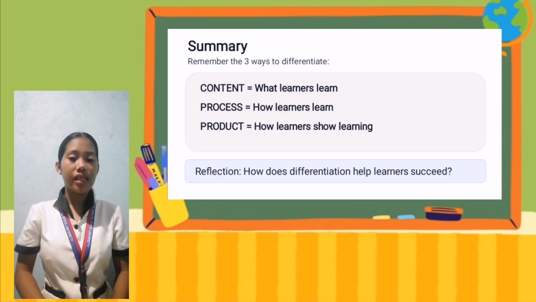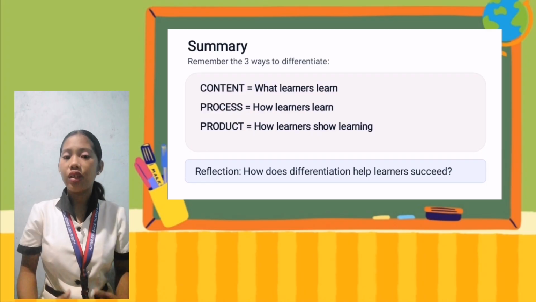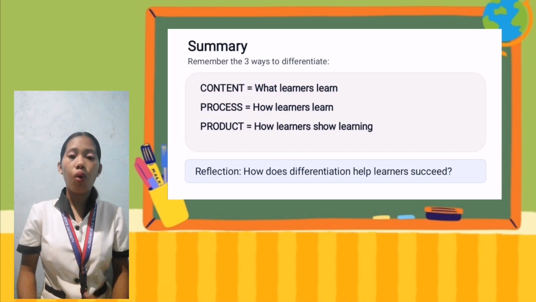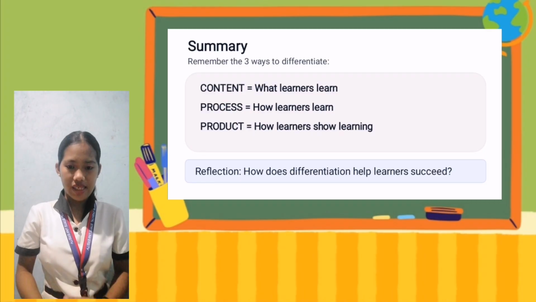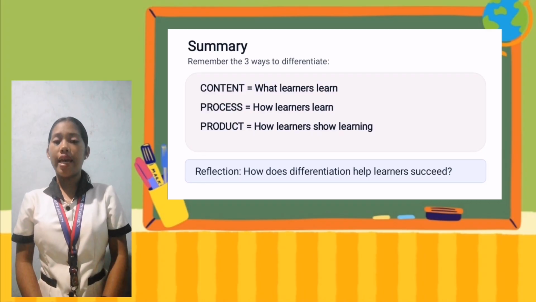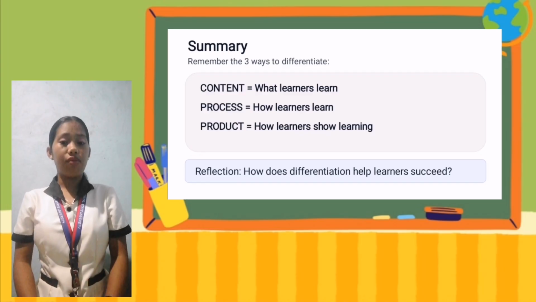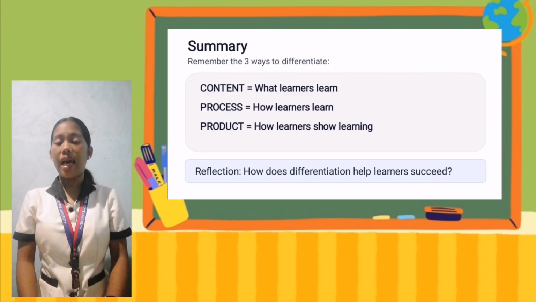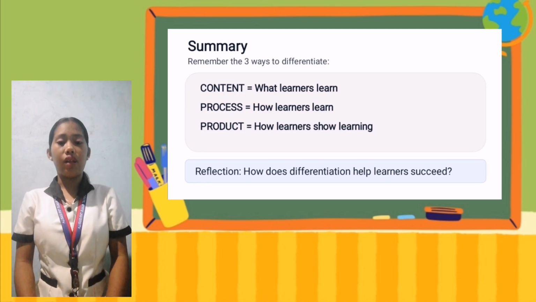Learners can succeed because it recognizes that students are different in how they learn, understand, and express what they know. Instead of using only one teaching method for everyone, teachers adjust lessons so each learner can succeed. It also increases learners' engagement and motivation. When activities match learners' strengths and interests, they are more likely to participate actively and stay focused in class.